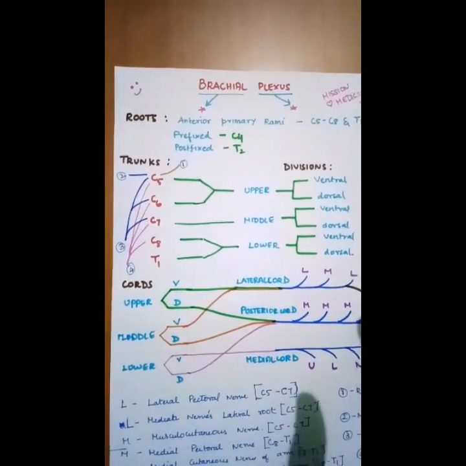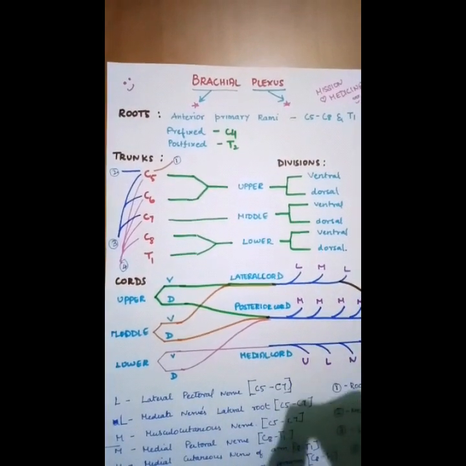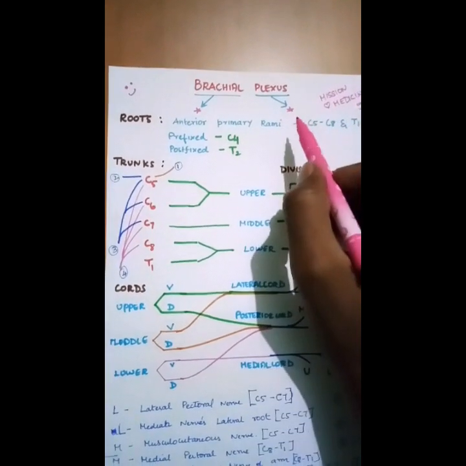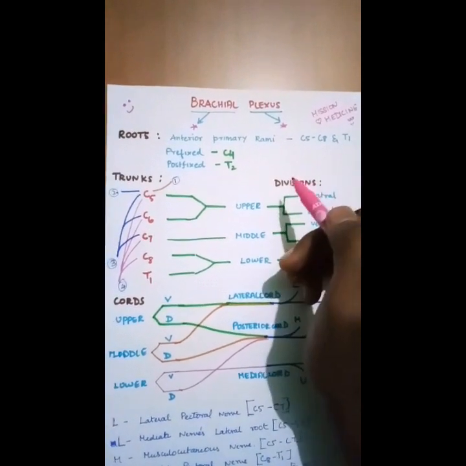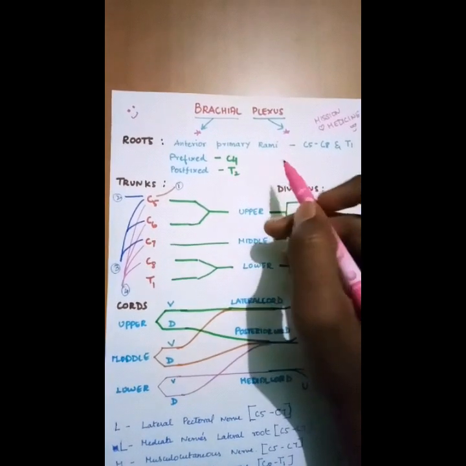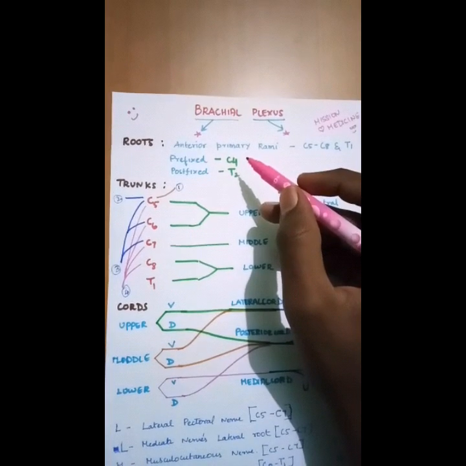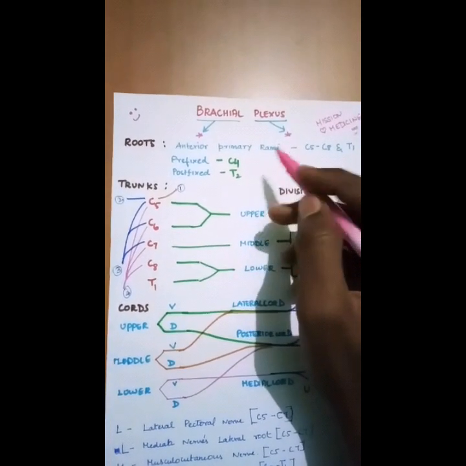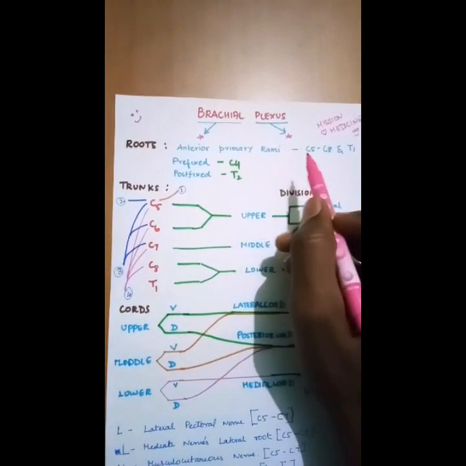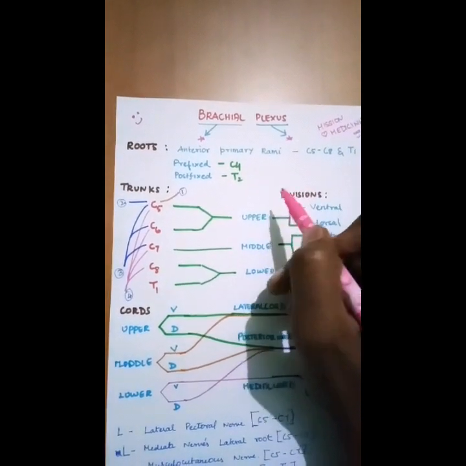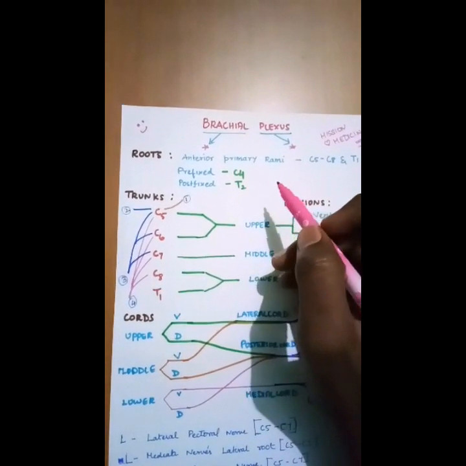So in the brachial plexus, what are the roots? The roots are the anterior primary rami of C5 to C8 and T1. Sometimes there may be a prefixed type or a postfixed type. The prefixed is C4 and postfixed is T2, which means along with these roots, C4 is also added, or else T2 is also added. There is never a C4 to T2 pattern found.